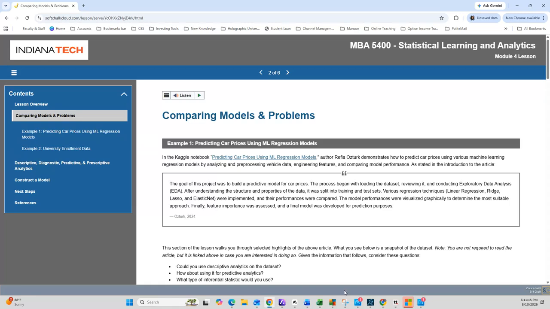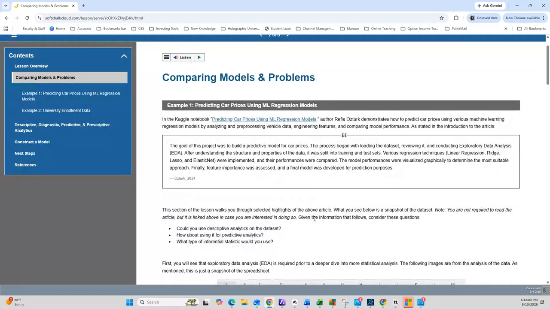Okay, so notice they give you an example here where they said the goal of this project was to build a predictive model for car prices. The process began with loading the data, reviewing it, and conducting exploratory data analysis. After understanding the structure and the properties of the data, it was split into a training set and a test set. Then various regression techniques, linear regression, ridge, lasso, and elastic net, were implemented, and their performance was compared. Don't worry about those terms. The model performance was visualized graphically to determine the most suitable approach.